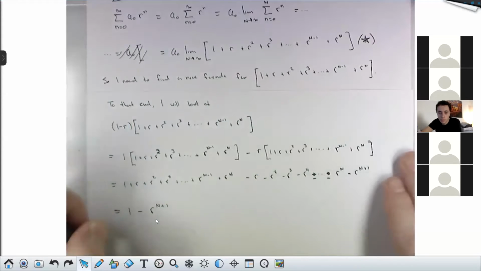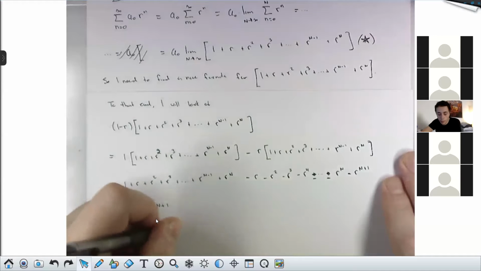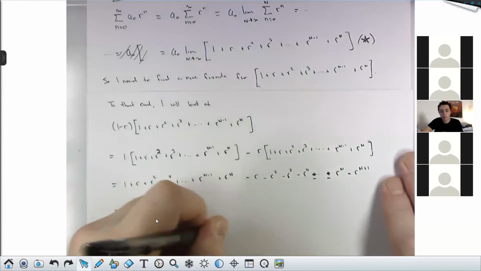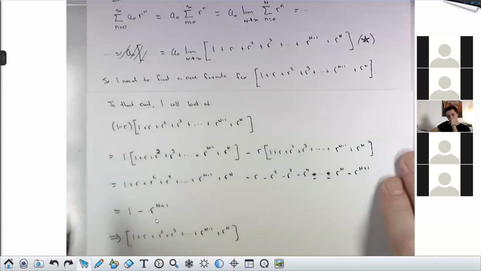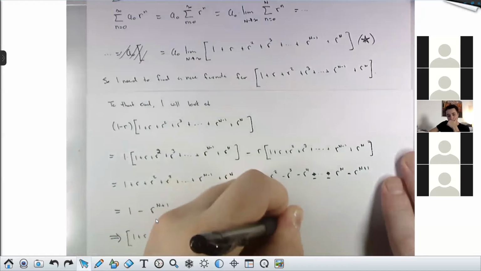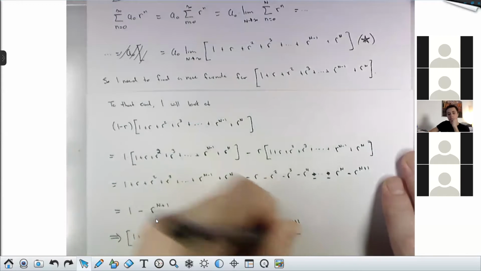So what this means is that 1 plus r, that bracketed expression, plus r squared plus r cubed plus r to the n minus 1 plus r to the n, if you divide over, you get that this is equal to 1 minus r to the n plus 1 divided by 1 minus r.